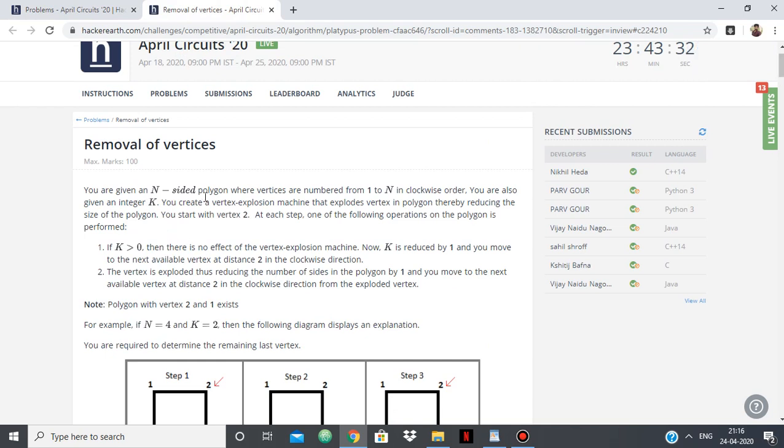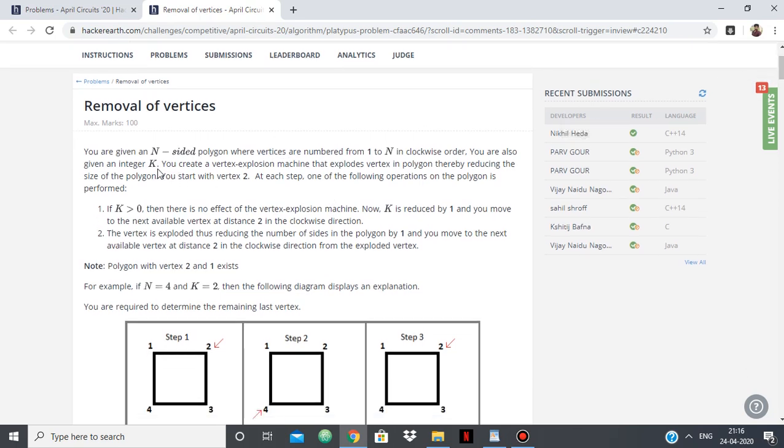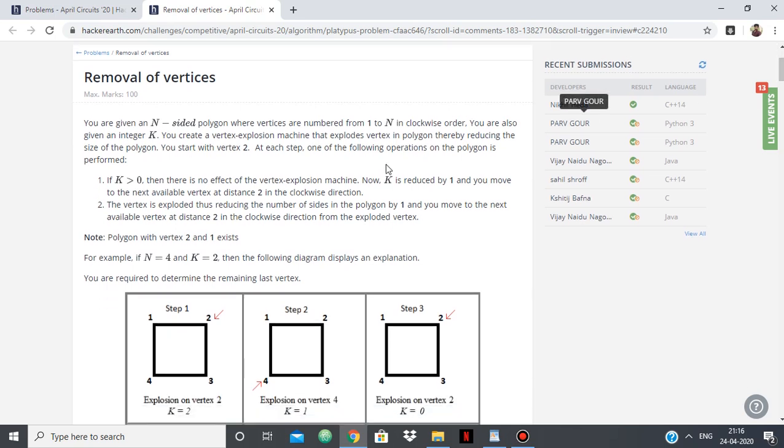So basically we're given an n-sided polygon where vertices are numbered from 1 to n in clockwise order, and we're given an integer k, and we create an explosion machine that explodes vertices in the polygon, thereby reducing the size of the polygon. We start with vertex 2, and at each step one of the following operations on the polygon is performed. If k is greater than 0, there's no effect, but k is reduced by 1 and we move to the next available vertex at distance 2 in the clockwise direction. When k is 0, then the vertex explodes, and the polygon with vertex 2 and 1 exists.